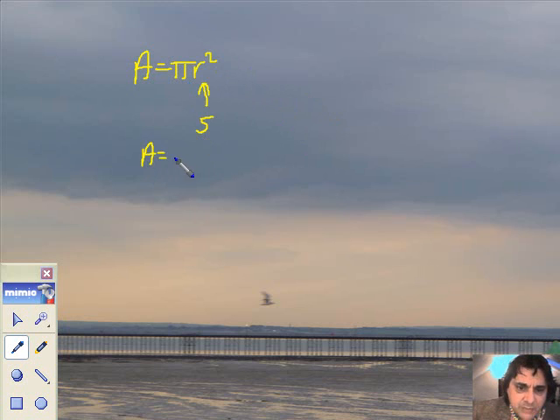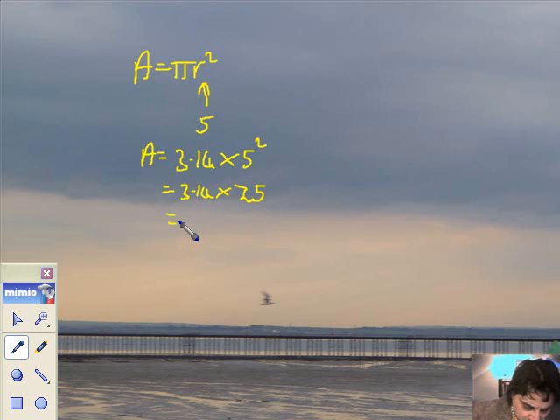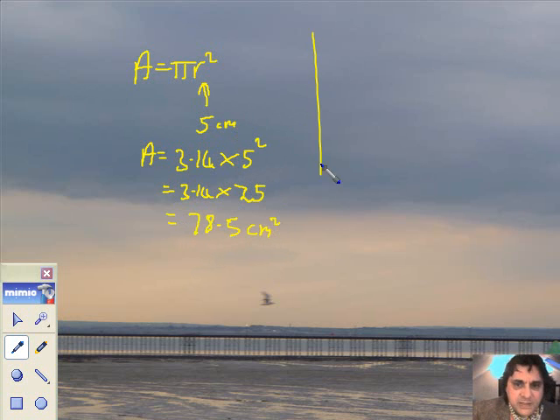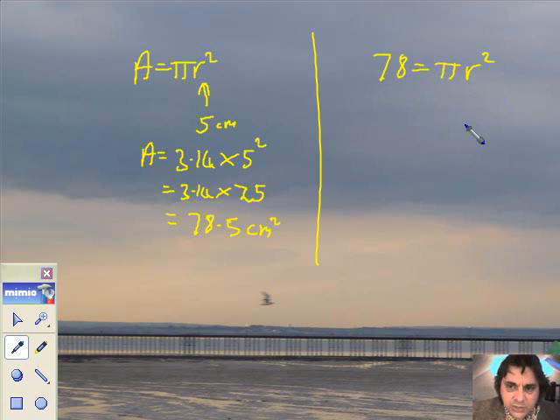Well, I've got area equals pi, well that's 3.14 times 5 squared. That's 3.14 times 25. 3.14 times 25 gives us 78.5, and the units will be centimetre squared because the radius is in centimetres. Done. Use the formula to find the radius of a circle with an area of 78. Okay, so I've got 78 equals pi r squared.